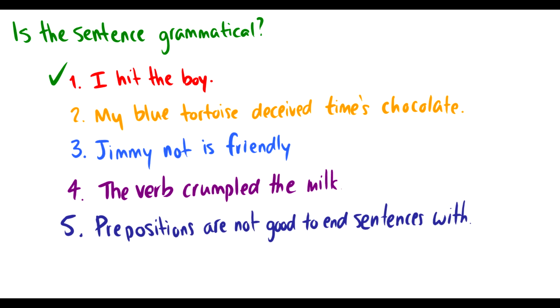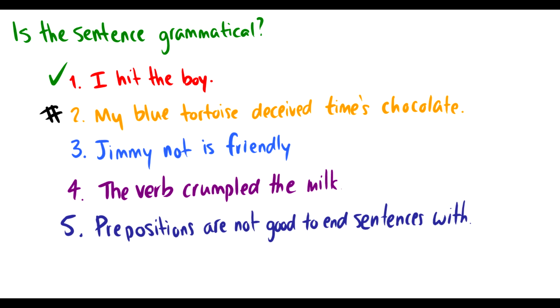What about "my blue tortoise deceived times chocolate"? Now, ask yourself this. Does it make sense? The answer is no. This sentence does not make any sense. It is semantically unsound, so we put a little hashtag there to mean that it doesn't quite make sense.